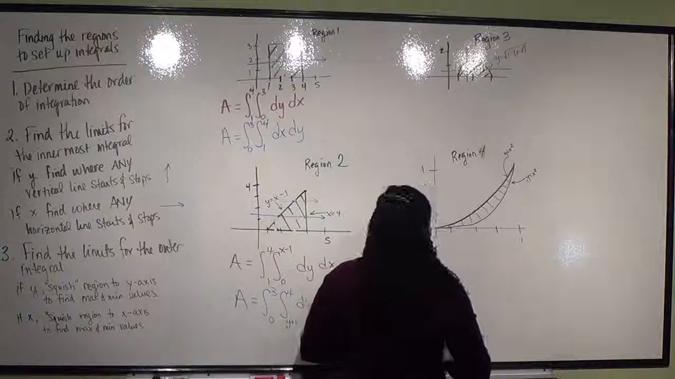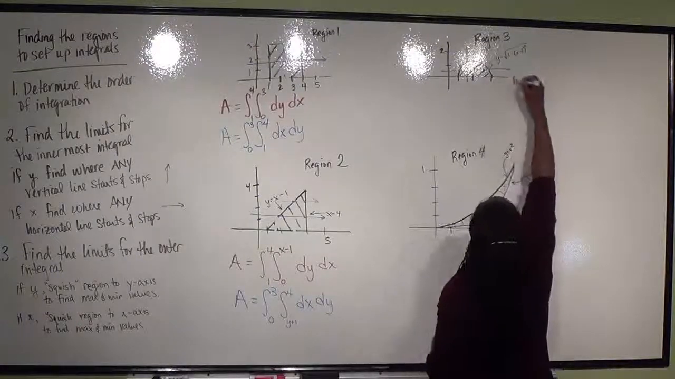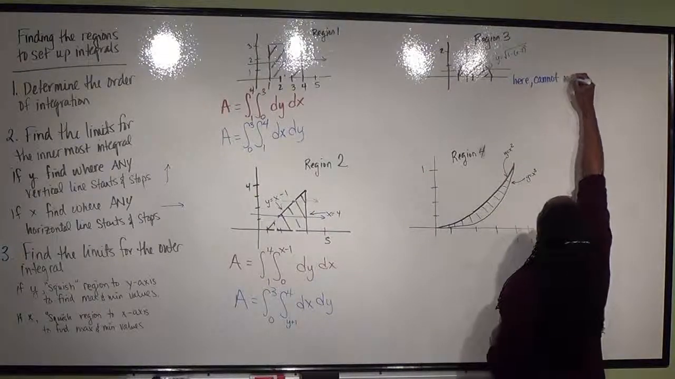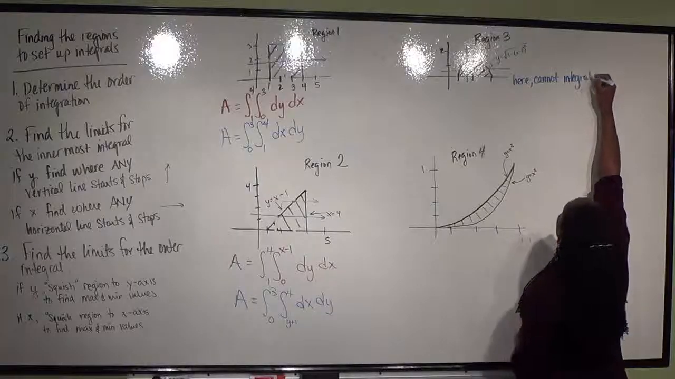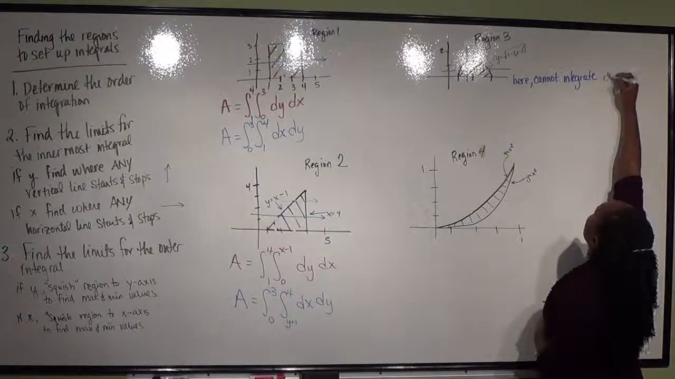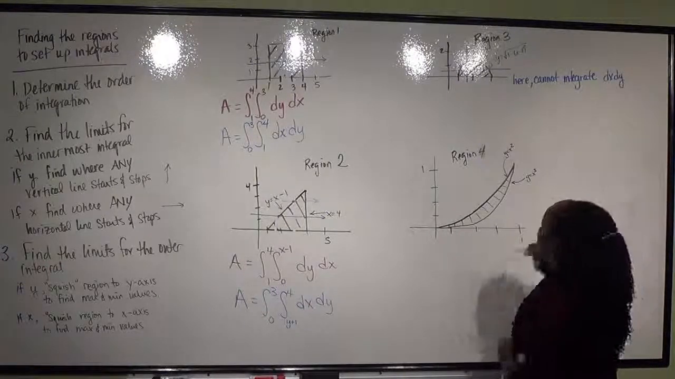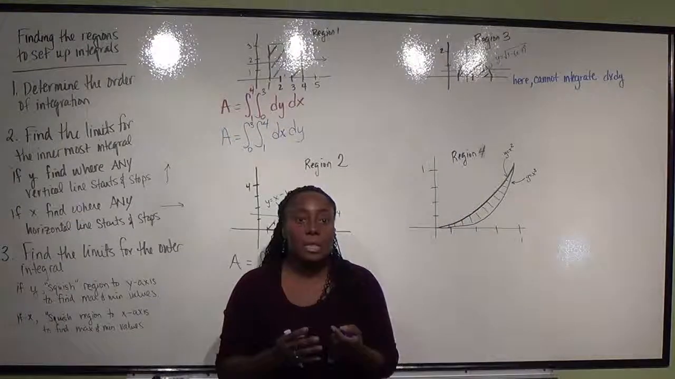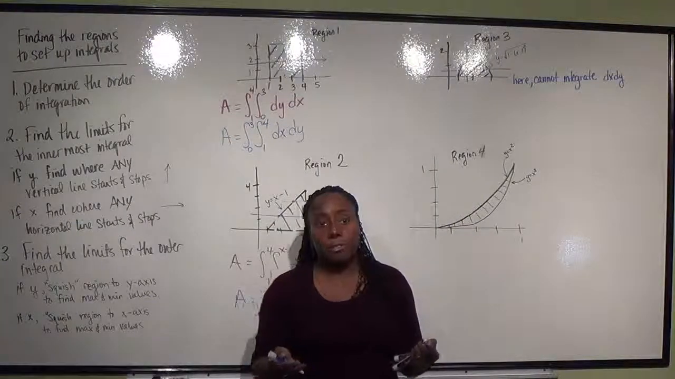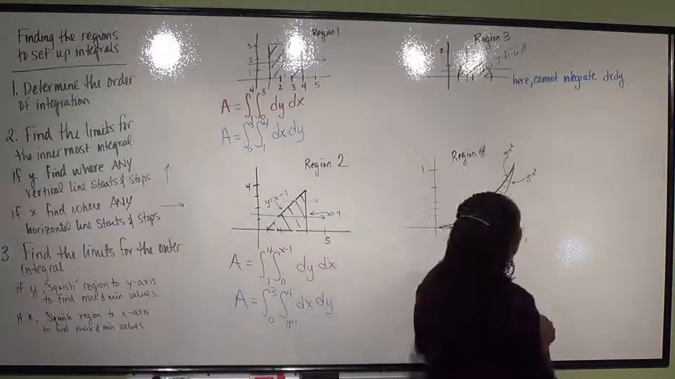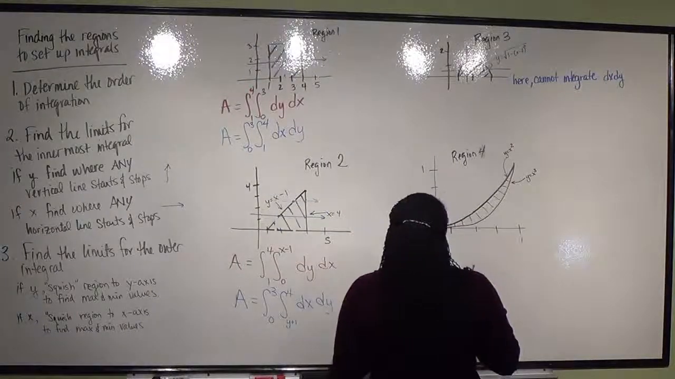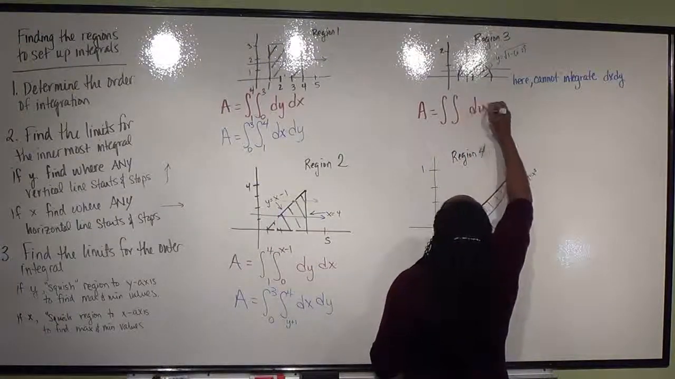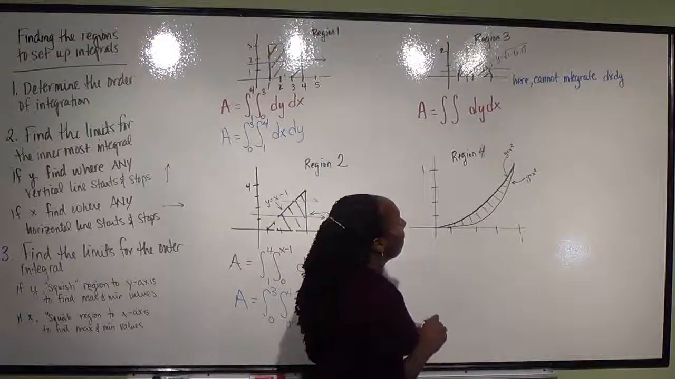Okay? So here, I cannot integrate dx dy. Because if I try to do the x's first, my upper and lower curve are going to be the same, and they're basically going to cancel out. I'm going to get an area of 0. Okay? So here, I'm going to do my integral as a dy dx. Okay?